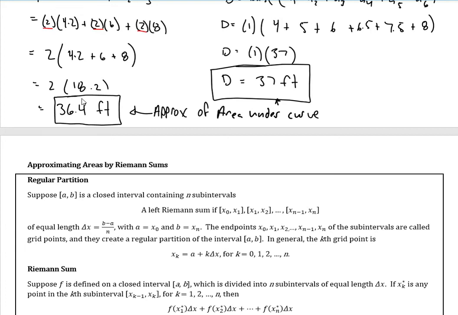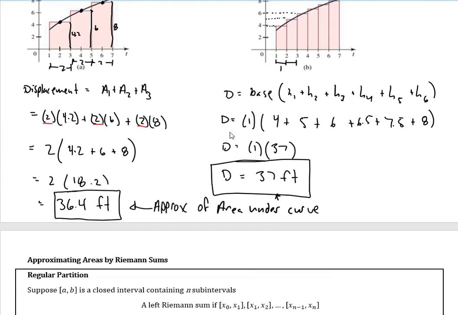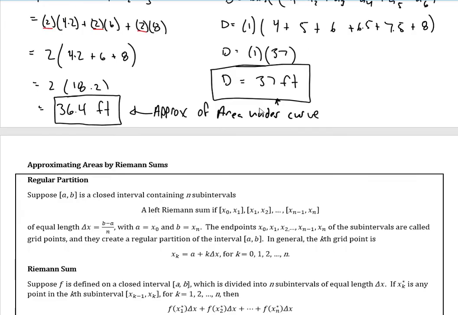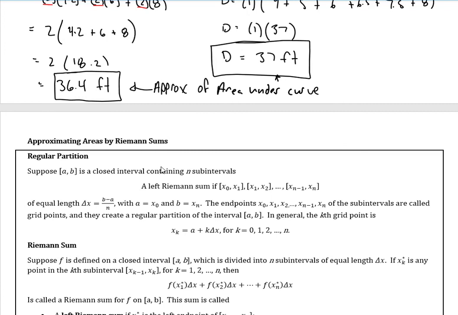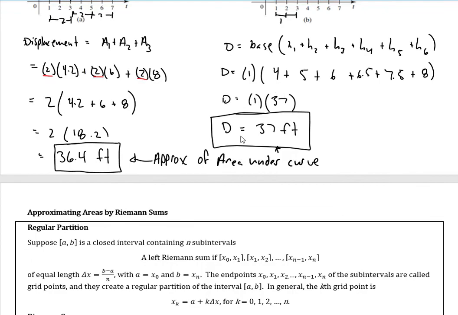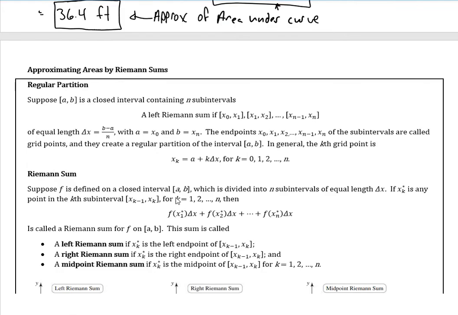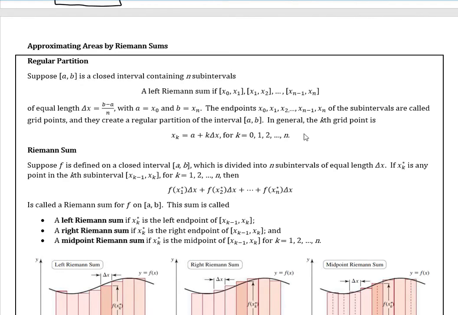Hi everyone, and welcome to our video on approximating areas by using Riemann sums. So I left it here where our last video left off, where we found the approximation of an area under a curve using rectangles. Well, Riemann sums is this, using the approximations with rectangles. All I did though is it's written out real formal here.